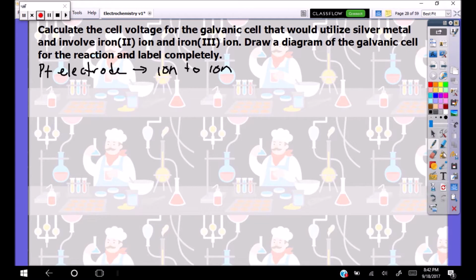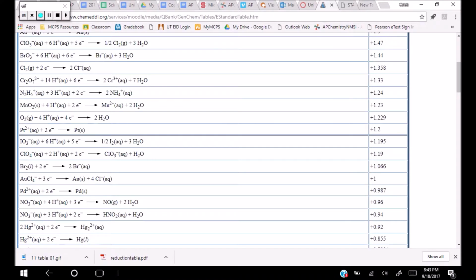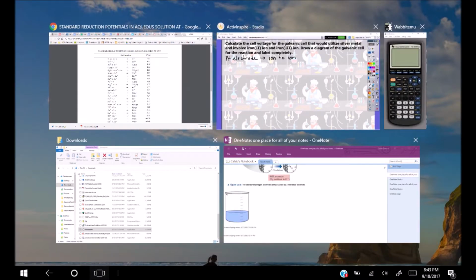So we need a couple of half reactions here. They mention silver metal, but they don't talk about the silver ion. We will get there, we'll incorporate that. But let's go back to our table here. So we have the cell potential for silver. We got Ag plus with 1 electron gives us Ag metal, silver metal, and that's a 0.8 reduction potential.